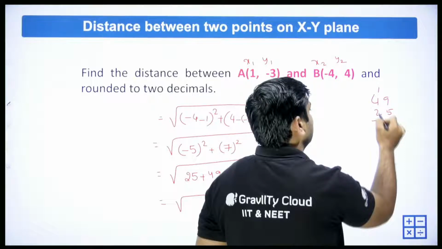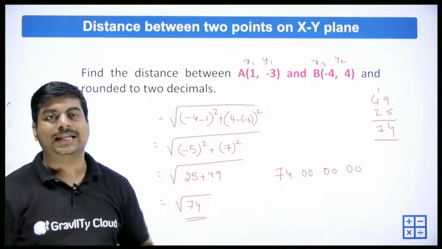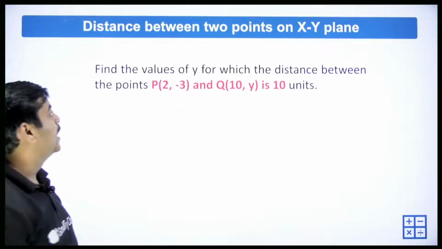And this 74, we will be writing it as 74.000000, right? And from there, we're going to try to find the square root, which we have already discussed in the previous classes. Right, so that we are going to discuss in the coming class, and we have a couple more applications. Find the values of y for which the distance between these 2 points is 10 units.